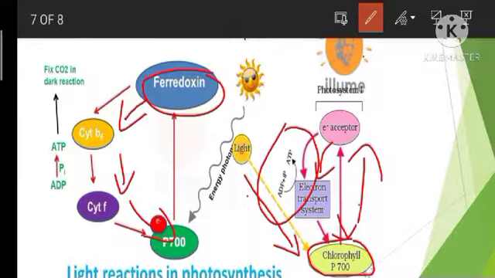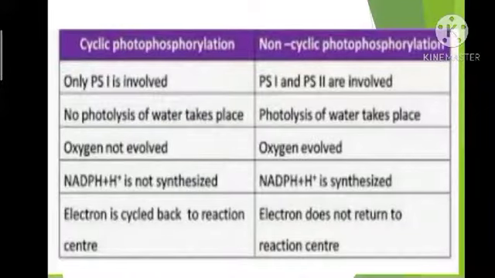Why is NADPH not synthesized? Because photosystem 1 alone is present in stroma lamellae, and it lacks photosystem 2 and NADP reductase enzyme. As NADP reductase enzyme is not available, NADP cannot be reduced to NADPH and hydrogen ion. Okay, so NADPH will not be synthesized and only ATP will be synthesized during cyclic photophosphorylation. Okay. Now we can see the difference between cyclic photophosphorylation and non-cyclic photophosphorylation.